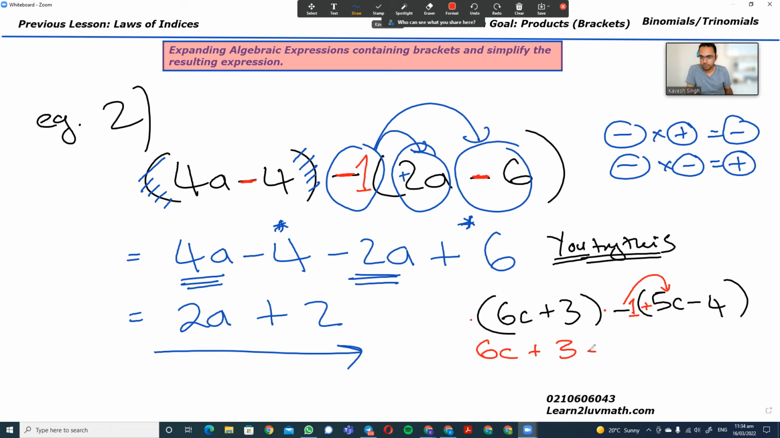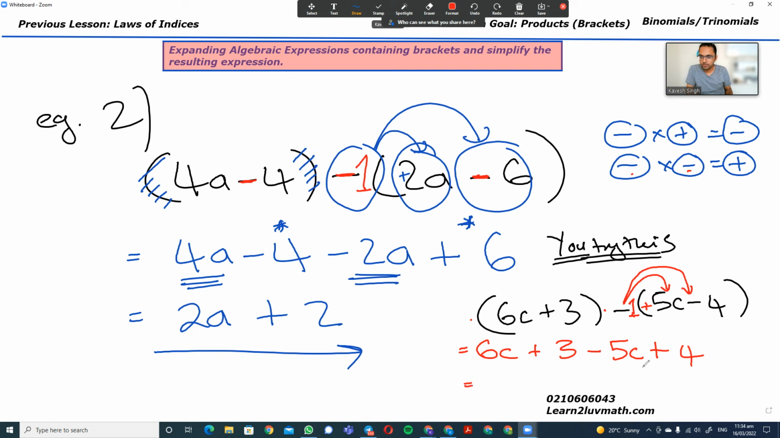A negative and a positive becomes a negative. 1 times 5c is 5c. Negative multiplies by a negative in the next one. Negative 1 multiplies by negative 4, giving me positive 4, because two negatives make a positive. This gives me like terms.